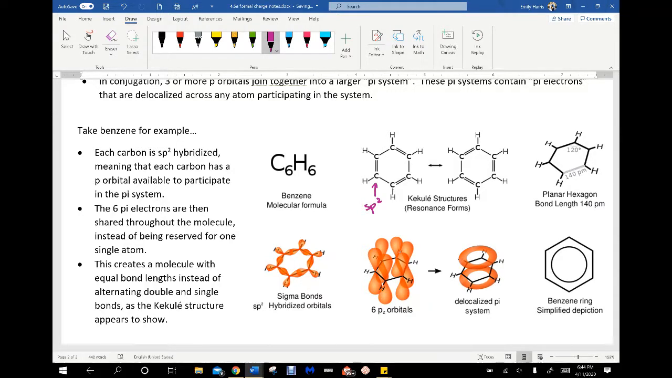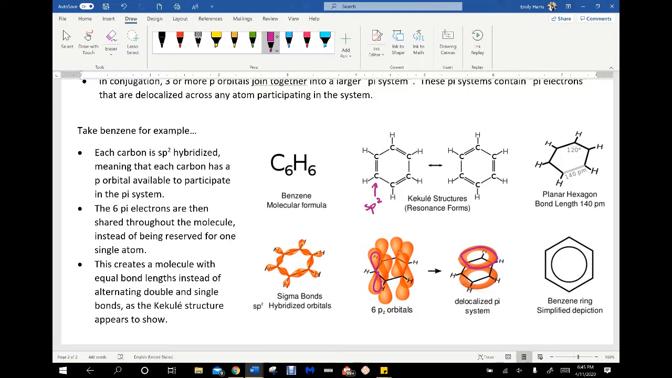But due to their hybridization, they each have a p orbital that can then spread those pi electrons throughout the molecule, okay? And so instead of the electrons being reserved just for each individual carbon, they can be shared or delocalized throughout the system, okay? And so what happens is instead of having alternating double and single bonds, the real molecule has bond lengths that are in between those two bonds because the electrons can be shared.